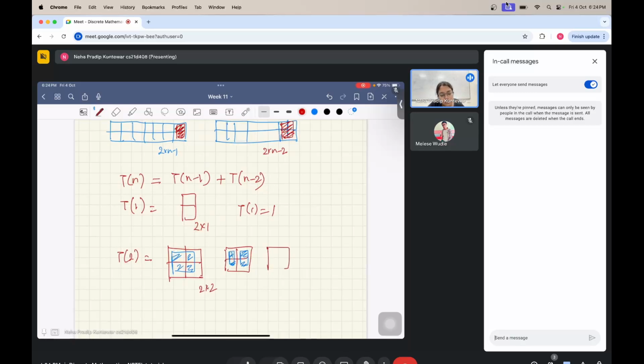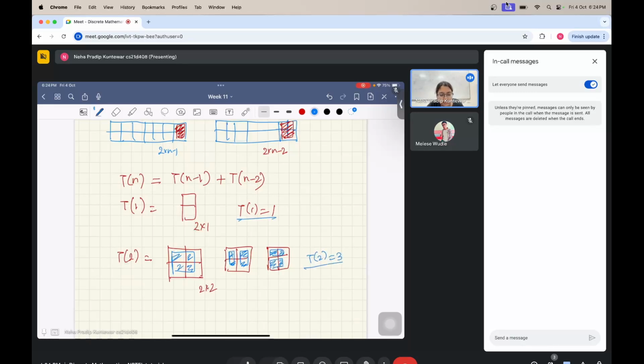Or the third possibility is you could take this 2x1 tile and place it horizontally like this and cover these 2 edges, and you could place another one like this and cover another 2 edges. So these are the only 3 possibilities in which you can cover a 2x2 checkerboard using the tiles that are given to you. So the answer for T of 2 is 3.